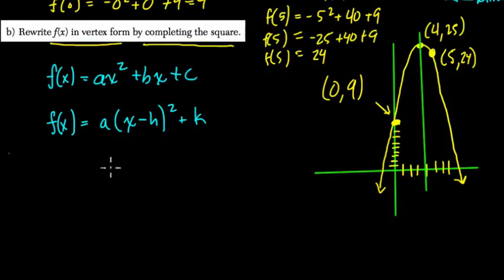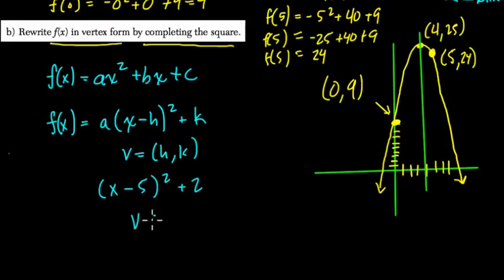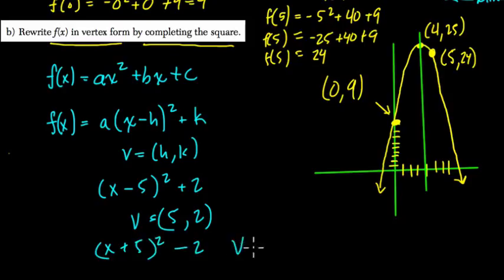And what you have to realize is, it's so beautiful about this form right here, the vertex always equals the point h, comma k. In other words, if it said, let's say, x minus 5 squared plus 2, then the vertex would equal 5, comma 2. If it said x plus 5 squared, let's say minus 2, then the vertex would equal what?